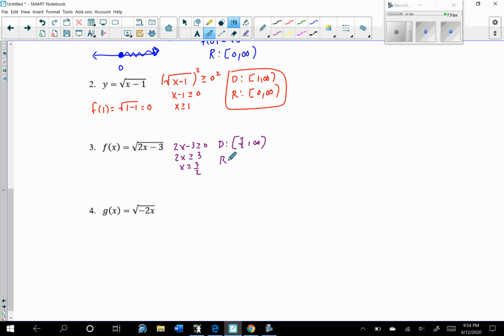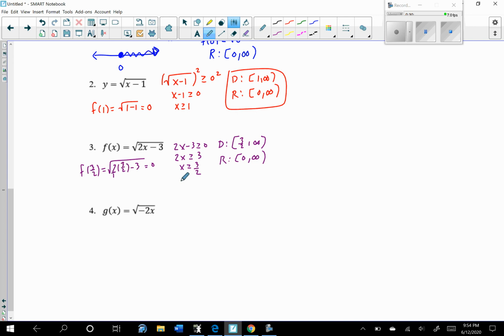And then the range you find by plugging that in. So f of 3 halves equals the square root of 2 times 3 halves minus 3. So 2 times 3 in the numerator, because this is really over 1, gives us 6 over 2, which is 3, and 3 minus 3 is 0, and the square root of that is 0. So the range would be brackets 0 to infinity. The range isn't always 0 to infinity, it just happens to be for these problems that we're doing. So we'll look at one that's not in just a minute.